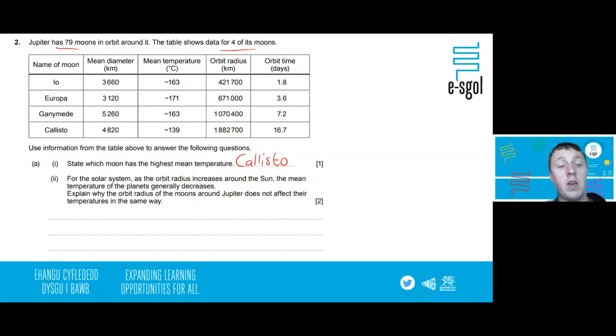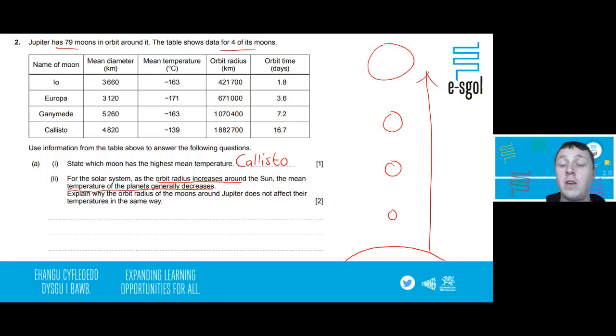Part 2 is a question to do with the solar system, and that as the orbit radius increases around the sun, the mean temperature of the planets generally decreases. So that is information they provide. We need to understand that if we visualize from the bottom, the sun here, we are trying to visualize that as we move away from the sun, the mean temperature decreases. So we're trying to picture this now, and hopefully we've understood this from our lessons, that as you go further out, the temperature generally decreases.